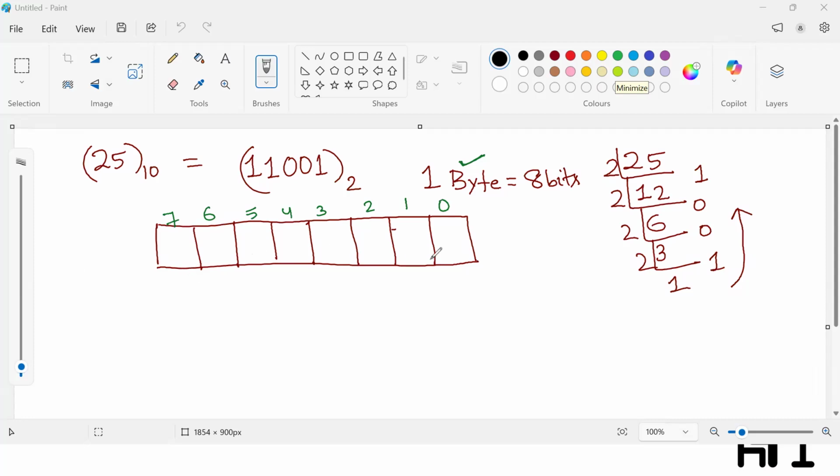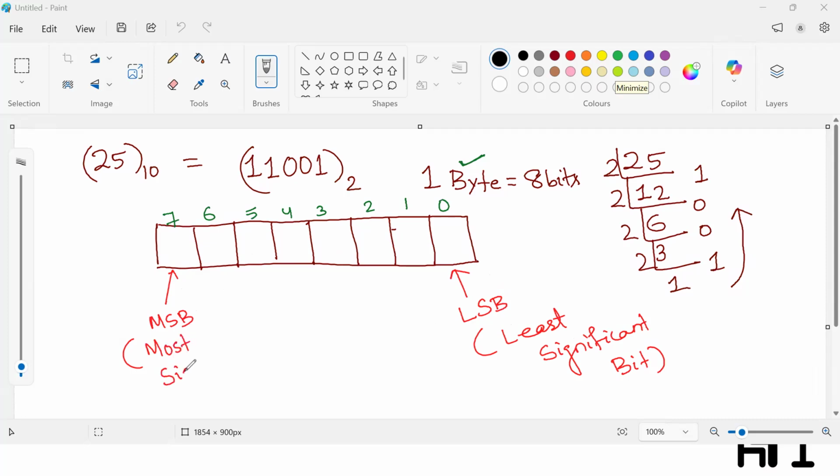Now from these 8 blocks of memory, the rightmost is known as the LSB, which is the least significant bit. The last one is known as the MSB, the most significant bit. This MSB position actually represents the sign of the number. That means if it is a positive number, then the MSB bit will be filled with 0. If it is a negative number, the MSB will be filled with 1.